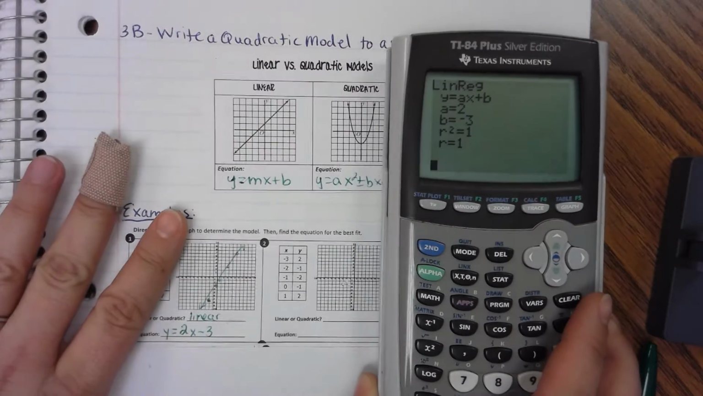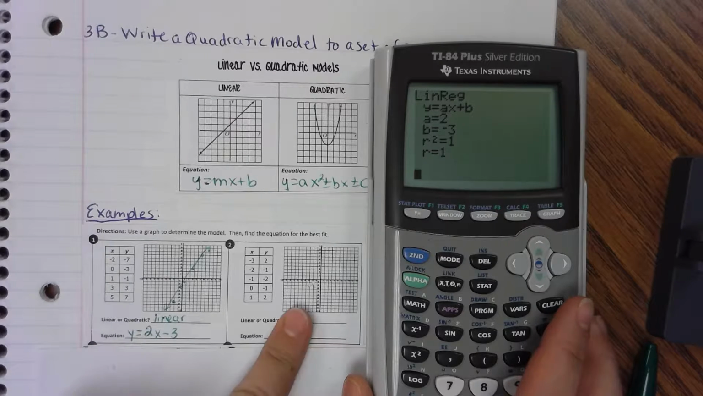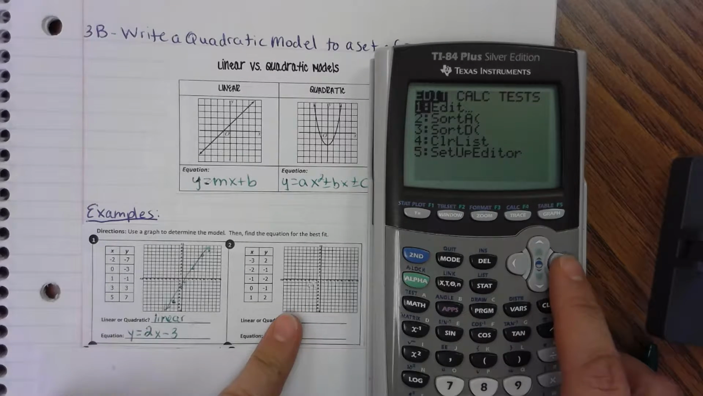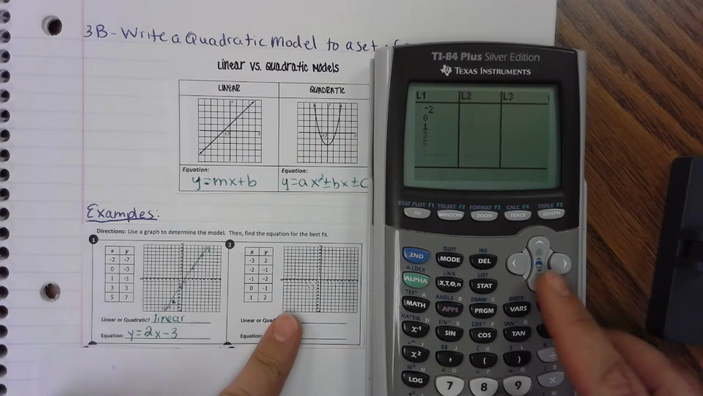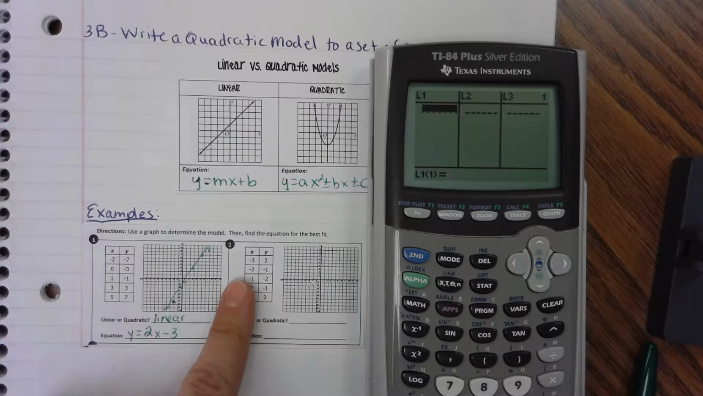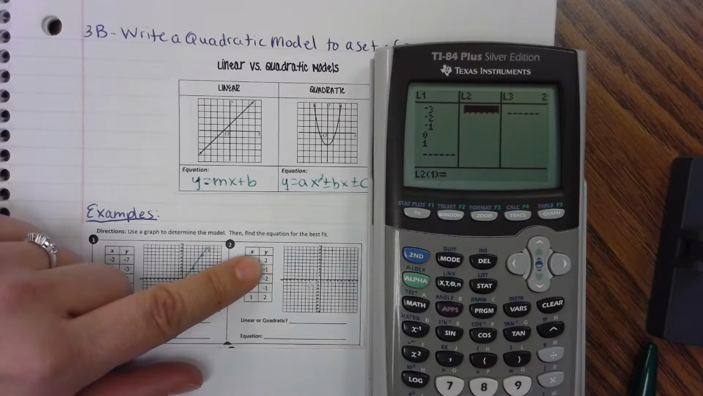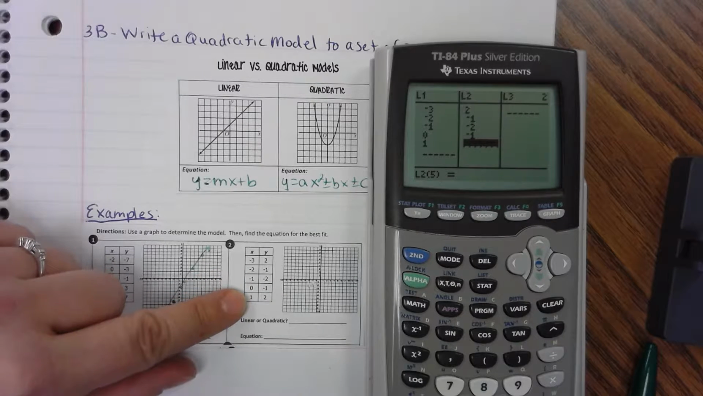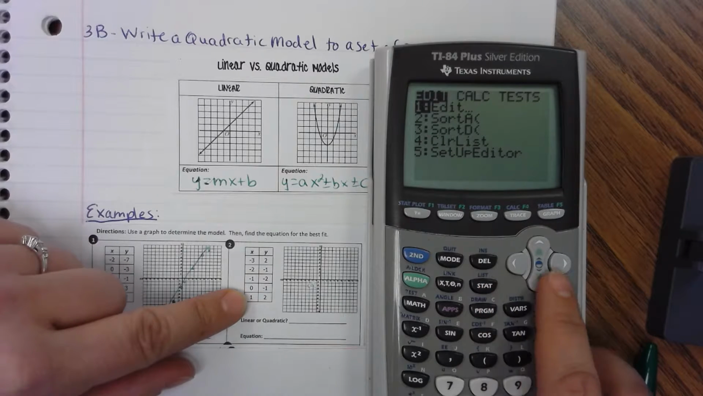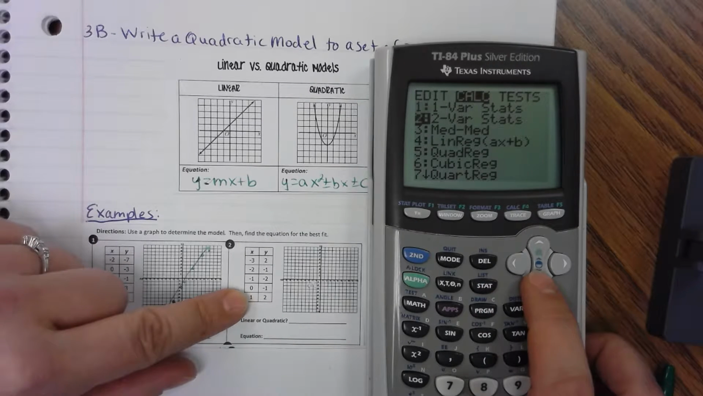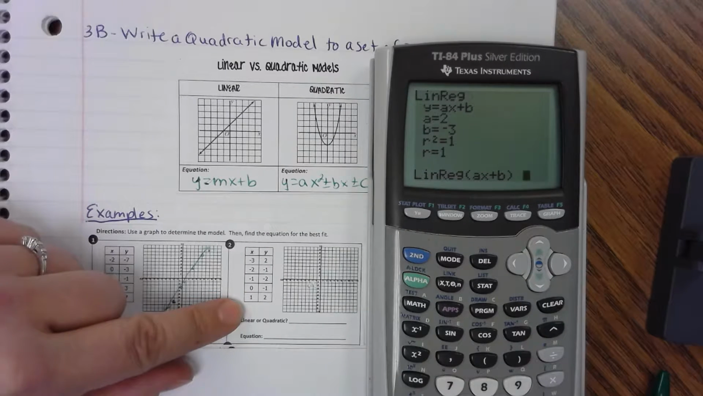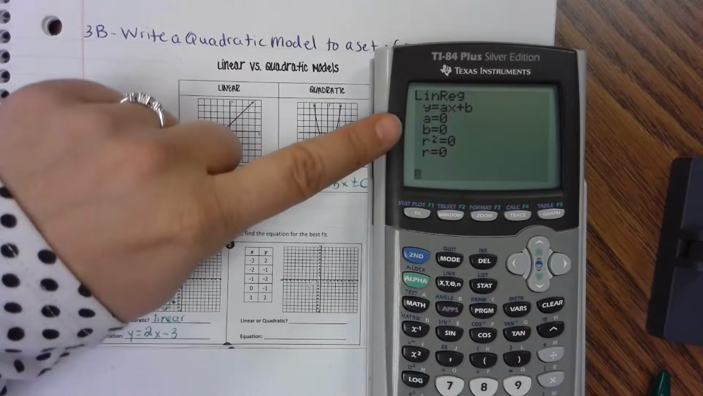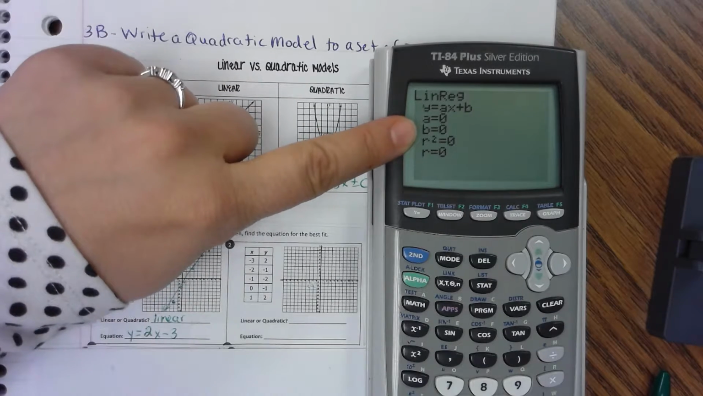We're going to do the same thing for the next set of data. So I'm going to go back to my stat, I'm going to edit, I'm going to clear. And I'm going to type in -3, -2, -1, 0, and 1. And in list 2, I'm going to type my y values: 2, -1, -2, -1, and 2. And I'm going to hit stat and calc, and I'm going to go back to my linear regression, number 4, and I'm going to hit enter twice. And notice there isn't anything in for A or B. That means this is not a linear model.